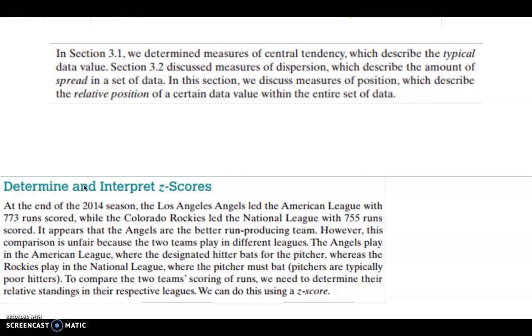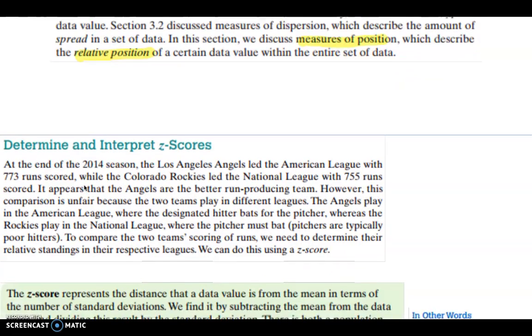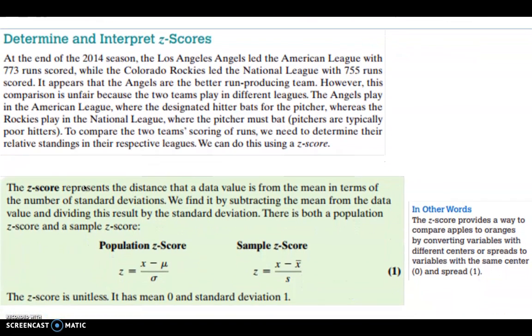So in section 3.1 we determined measures of central tendency, which describe the typical value in a data set. In 3.2 we looked at dispersion, that was our standard deviation, which was telling us about the spread in a set of data. Now in this section we're going to discuss the measure of position, which describes the relative position of a certain data value within the entire set. Is it towards the top, towards the bottom, in the middle-ish, lower middle? Where's it at? So first we're going to look at this idea of a z-score.